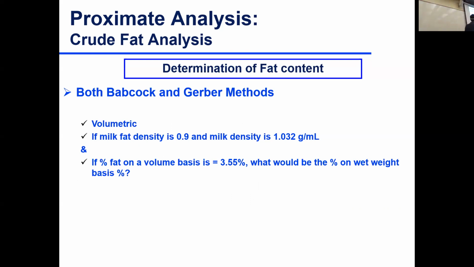So here we have 3.55% on a volume basis. That means 3.55 milliliter of fat in 100 milliliter of milk. We want to convert the volume into percent weight. You have densities. So go ahead, think about it and convert.